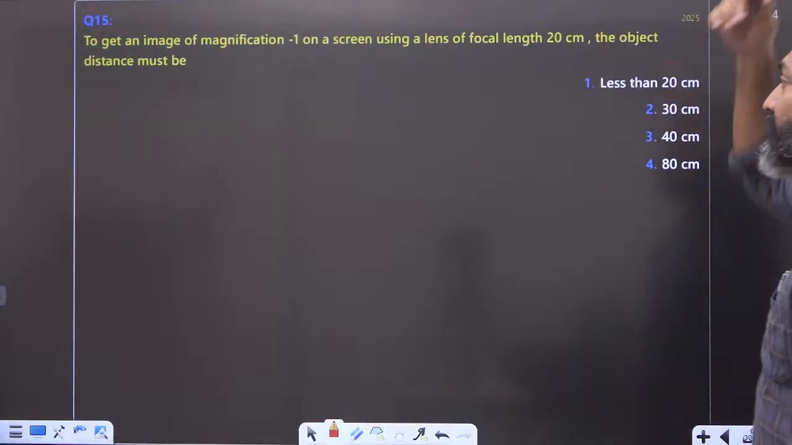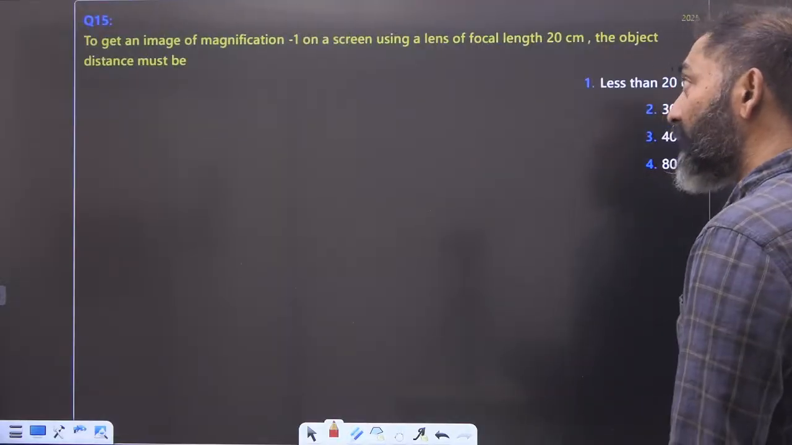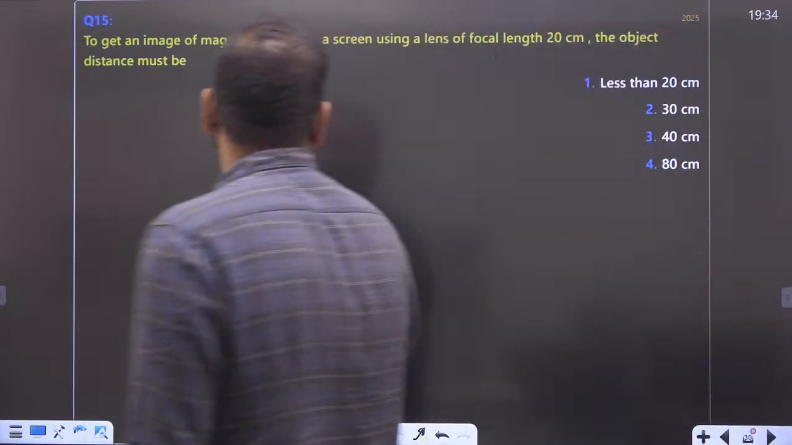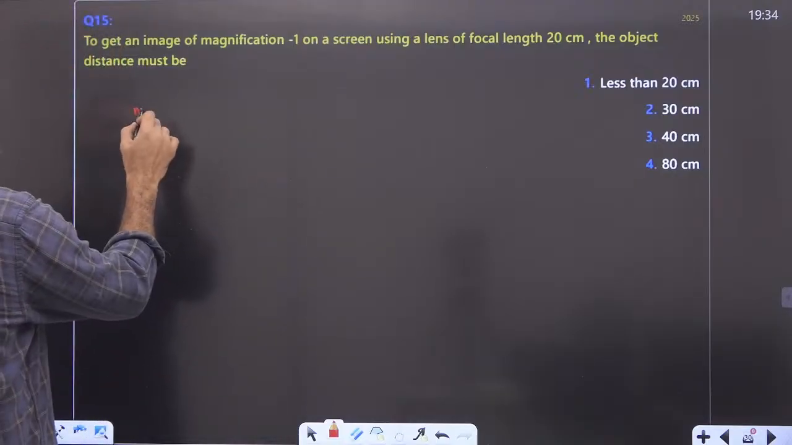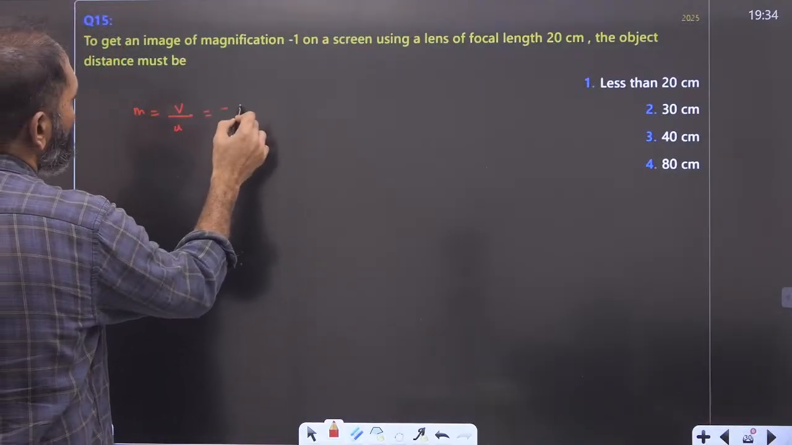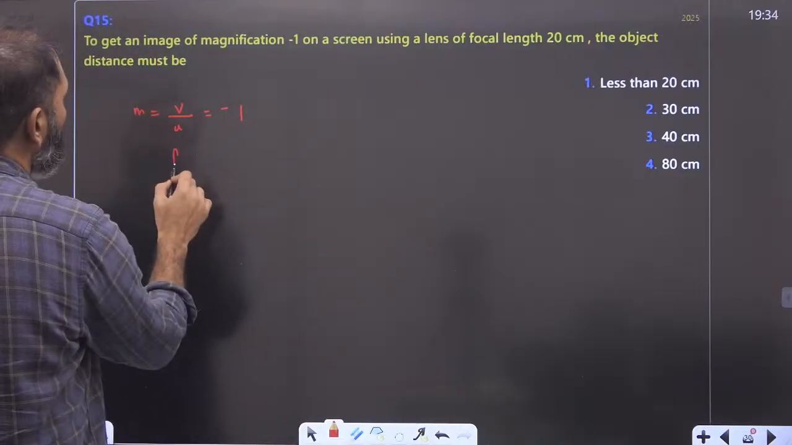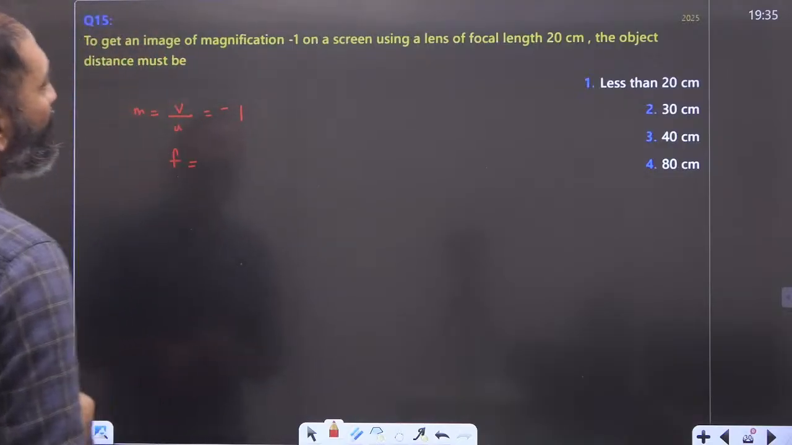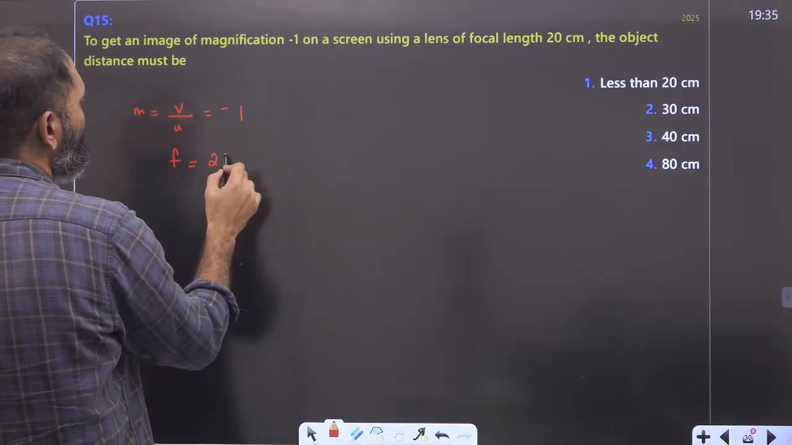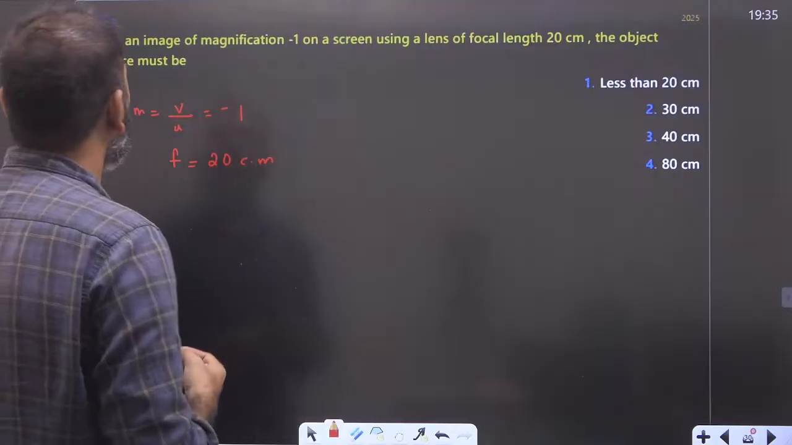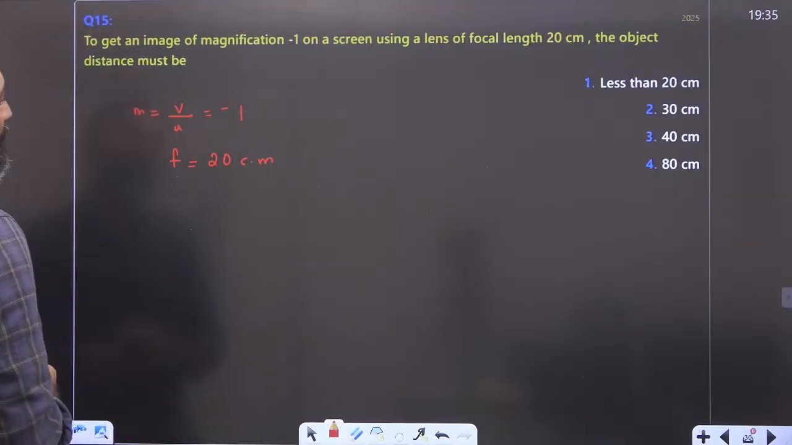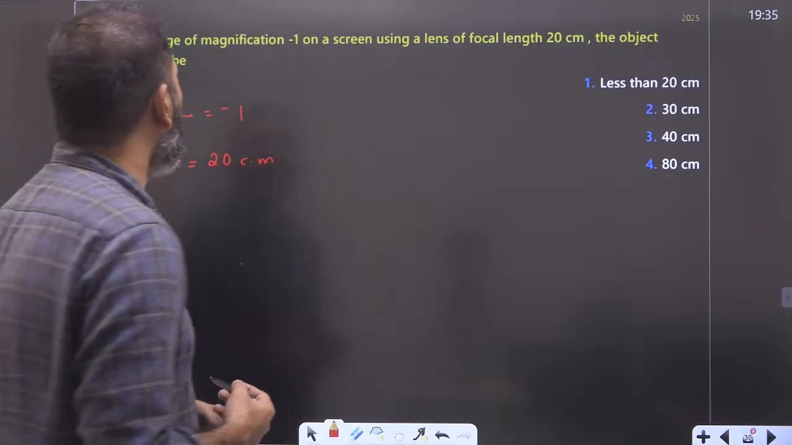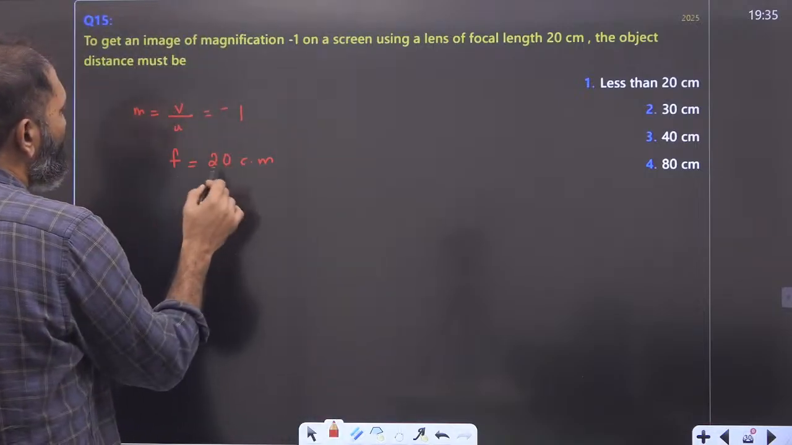You know that. Next, to get an image of magnification minus 1 on a screen using a lens of focal length 20 cm, object distance must be what? Lens magnification is v by u. Here magnification is given as minus 1. The lens has focal length 20 cm. Focal length is positive, so it is a convex lens. They are asking for the object distance.